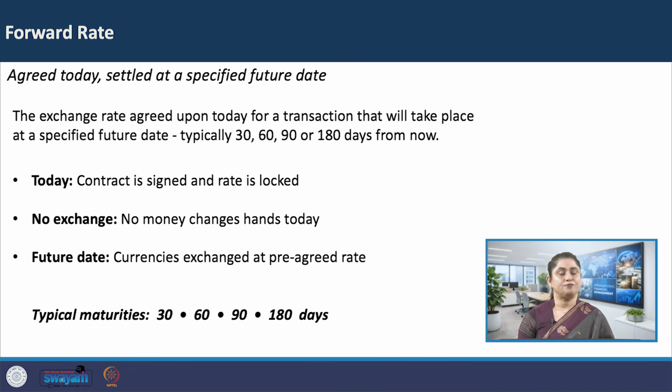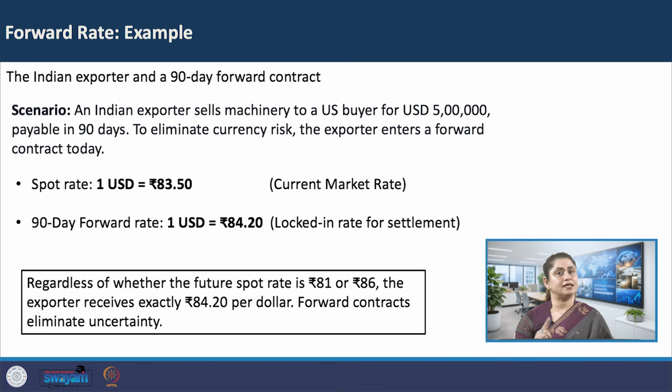The forward rate is the exchange rate agreed upon today for a transaction that will take place at a specified future date, typically 30 days, 60 days, 90 days or 180 days from now. No money changes hands today. What happens today is only the agreement. That is, the contract is signed. The rate is fixed or locked in, and the actual exchange of currencies happens on the future date at the pre-agreed rate. Let us take an example.